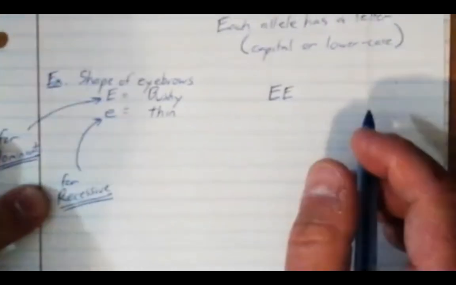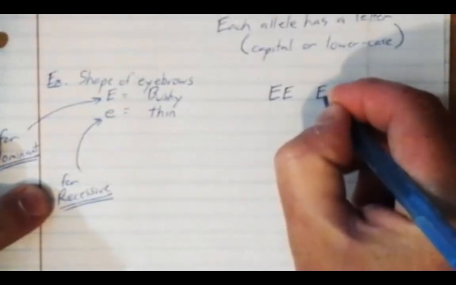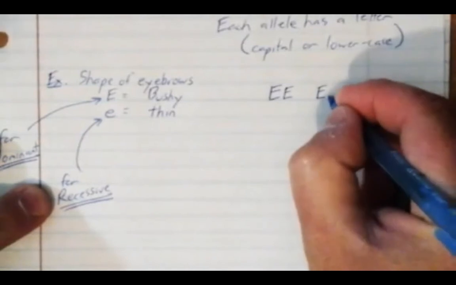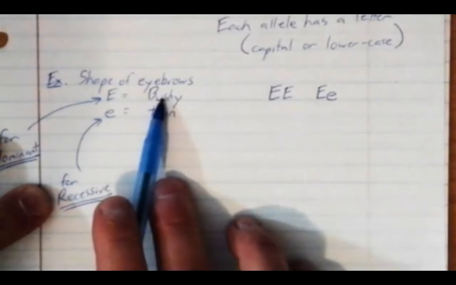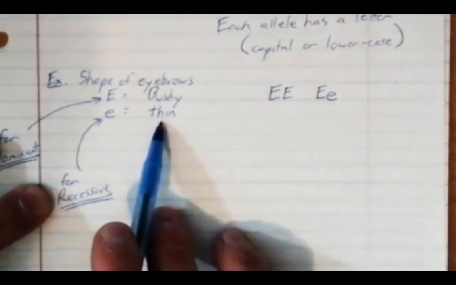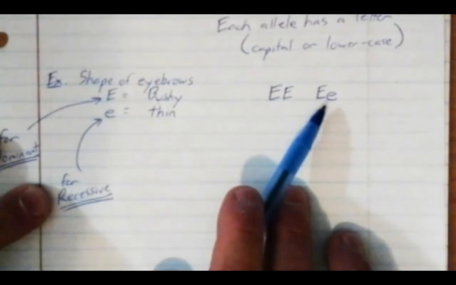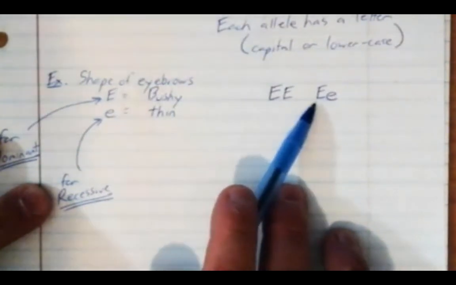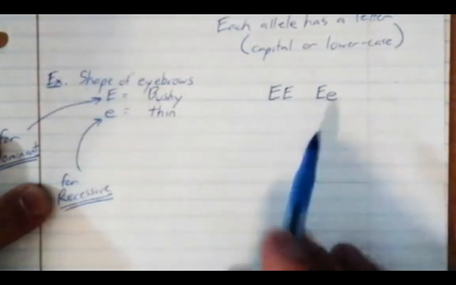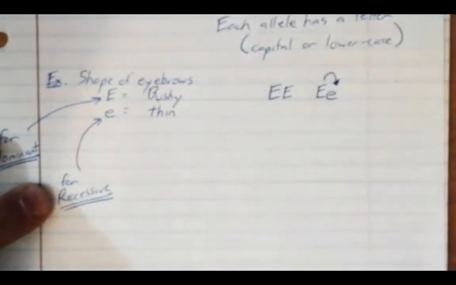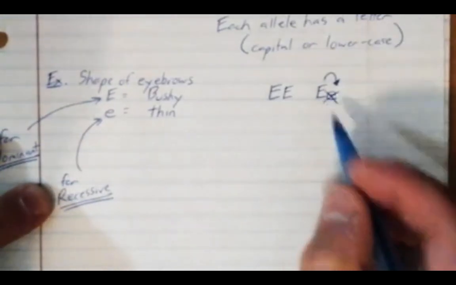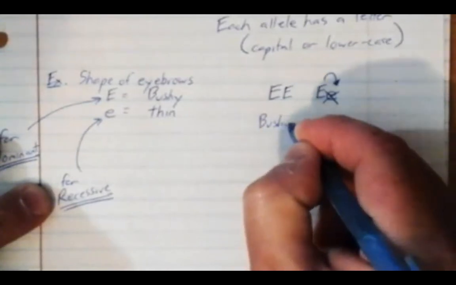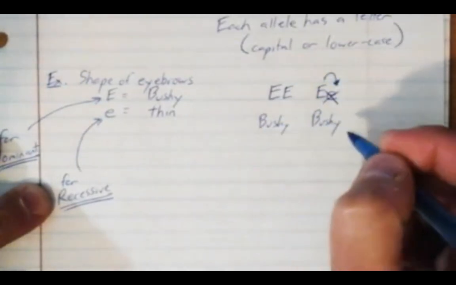Okay. If I get a capital E from mom and a lowercase e from dad, so I got DNA from mom that says make bushy eyebrows, but I got DNA from dad that says make thin eyebrows. Which one wins? What would I actually have on the person or me? Well, the DNA for bushy dominates over the thin eyebrow. So even if you have the thin eyebrow DNA, it's almost like this just turns this off and you'll end up with bushy eyebrows. So this person has bushy eyebrows. This person has bushy eyebrows.